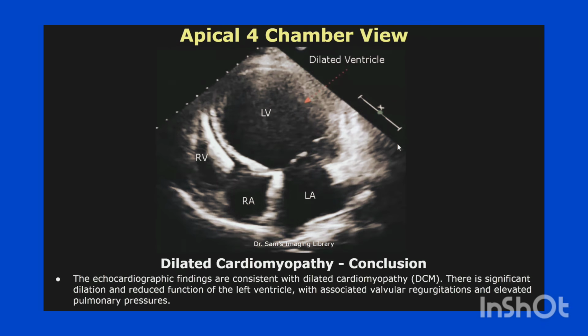This is the conclusion. The echocardiographic findings are consistent with dilated cardiomyopathy. There is significant dilation and reduced function of the left ventricle with associated valvular regurgitations and elevated pulmonary pressures.